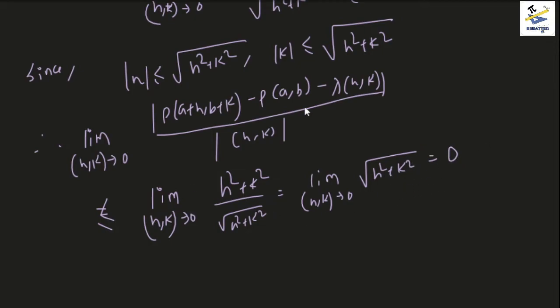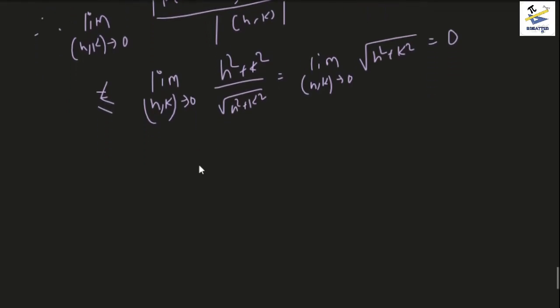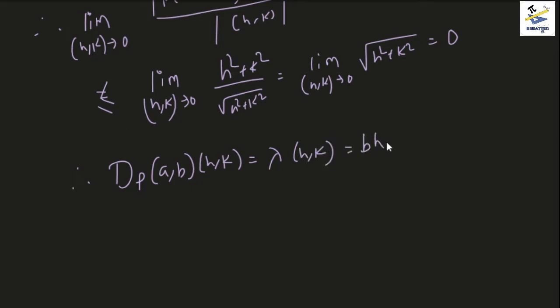So we find that this limit is 0, and therefore we can conclude that dP of (a,b) for (h,k) is lambda of (h,k), which is bh plus ak, or in other words P dashed of (a,b) is simply equal to (b,a). And that's how this works.